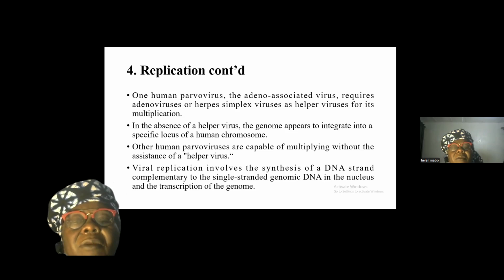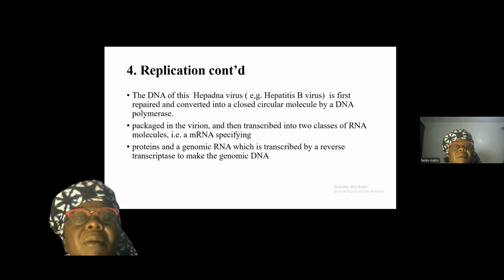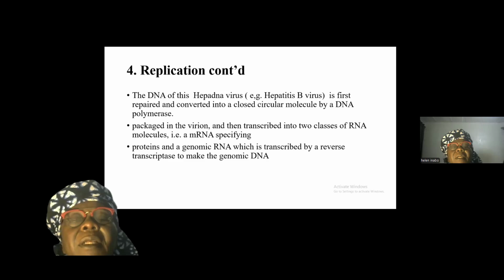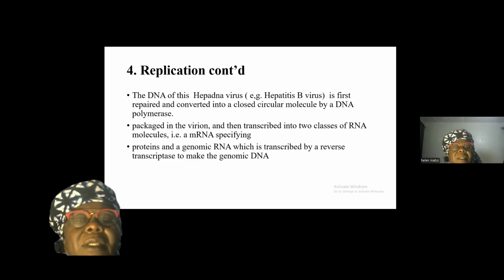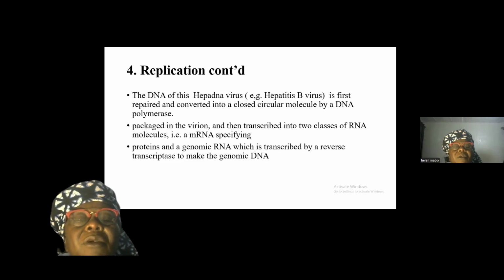Viral replication involves the synthesis of a DNA strand complementary to the single-stranded genomic DNA in the nucleus and the transcription of the genome. The DNA of a virus, for example hepatitis B virus, is first repaired and converted into a closed circular molecule by a DNA polymerase. It is packaged in the virion and transcribed into two classes of RNA molecules.